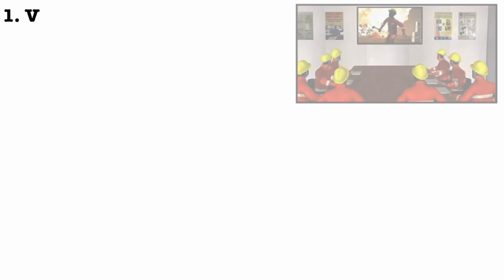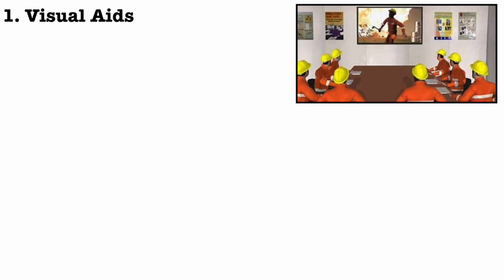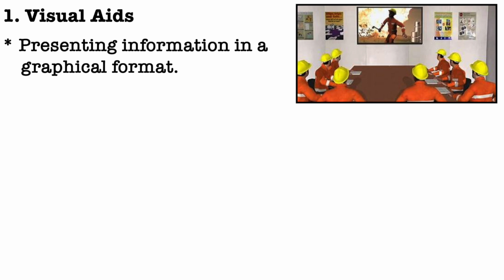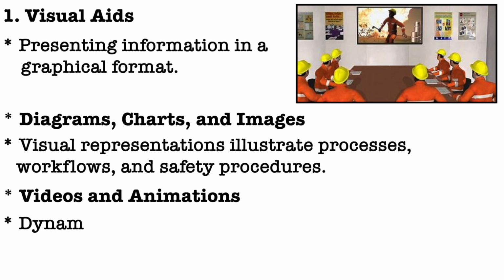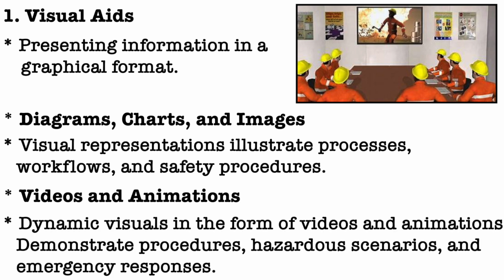First one is visual aids. Visual aids enhance understanding by presenting information in a graphical format. They help break down complex concepts and make information more comprehensible. Visual aids include diagrams, charts and images. This visual representation illustrates procedures, workflows and safety procedures, making them easier to comprehend. Videos and animation. Dynamic visuals in the form of videos and animation can demonstrate procedures, hazardous scenarios and emergency response more vividly.